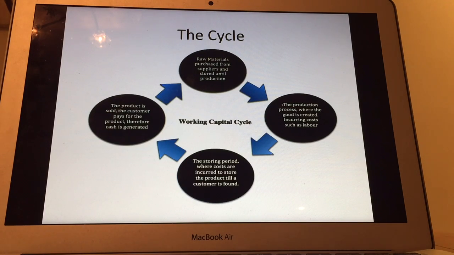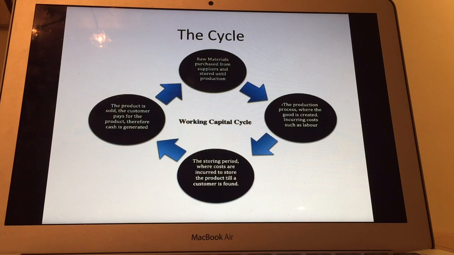Number 2, the production process. This is where the materials will be put together through labourers and employees of the business, creating the goalposts. Incurred costs here are factory costs such as your overheads and running it, insurance and everything.